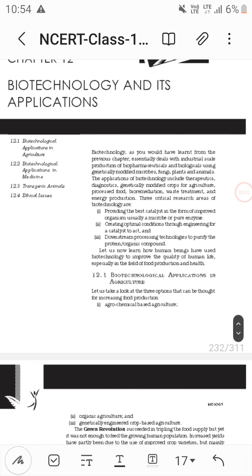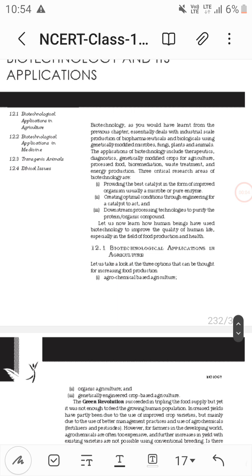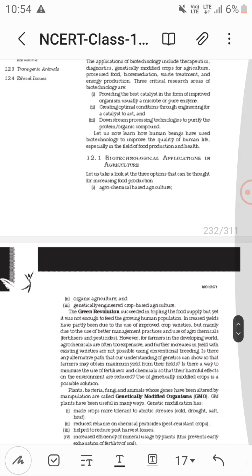Biotechnology and its applications. First, biotechnology applications in agriculture. Next, biotechnological applications in medicine. Third, transgenic animals, and fourth, ethical issues. So first, biotechnological applications in agriculture.